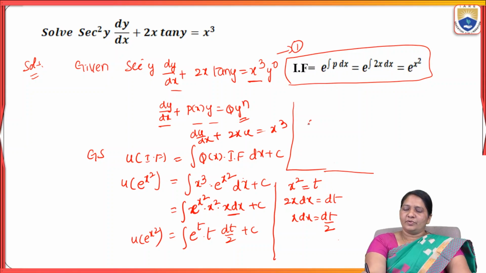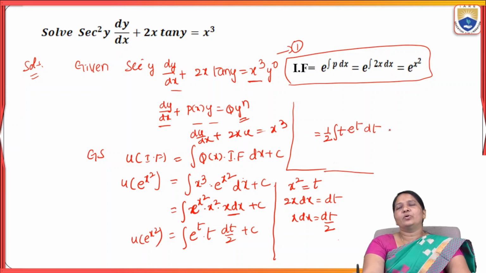So integral 1 by 2 is the constant I am taking. Separately I am calculating this value now. So 1 by 2 is the constant, integral t into e power t dt. So that means I am going to follow integral u into e power. So 1 by 2 into t integral e power t minus integral derivative of t is 1. Integral e power t is e power t into dt.